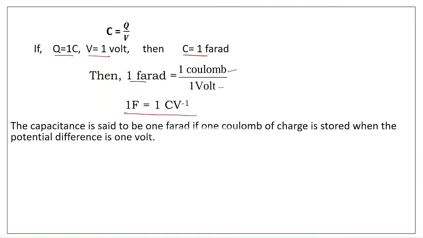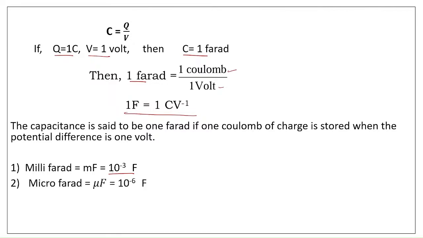Farad is a very big unit. In practice, the smaller units of farad are used. They are: 1. Millifarad, symbolically written as mF. Here, 1 millifarad is equal to 10 to the power minus 3 farad. 2. Microfarad, symbolically written as μF. Here, 1 microfarad is equal to 10 to the power minus 6 farad.